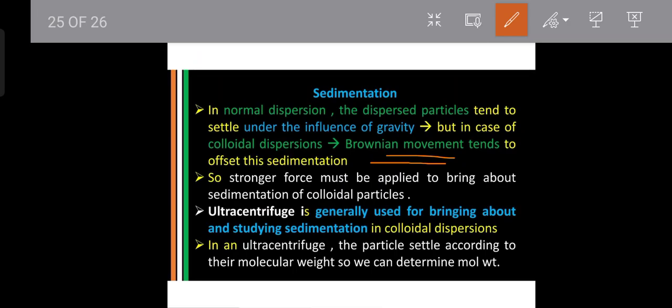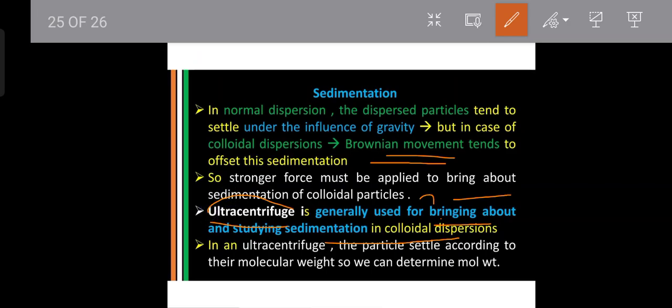Okay, so a stronger force must be applied to bring about the sedimentation of particles. If we can give a stronger force which can overcome this Brownian movement, then sedimentation can happen. Like an ultracentrifuge, which is generally used to bring about the sedimentation of the colloidal dispersion. So the ultracentrifuge method can be applied.